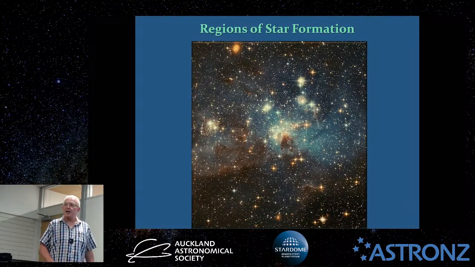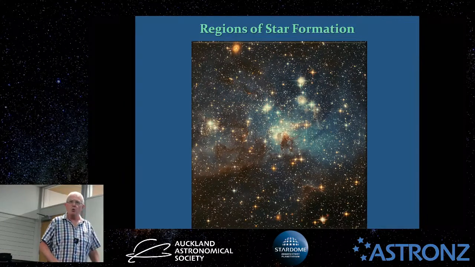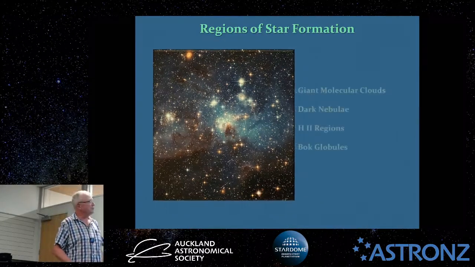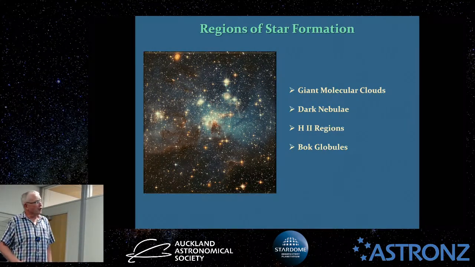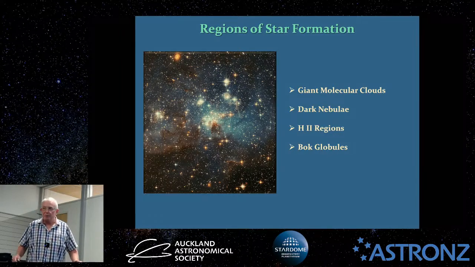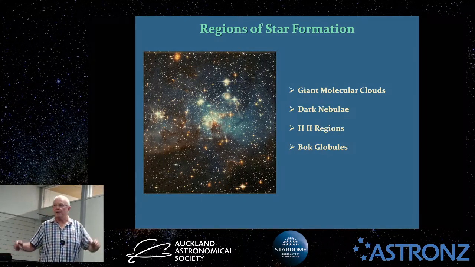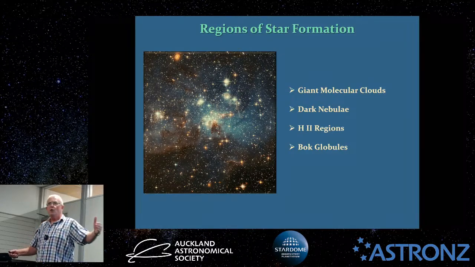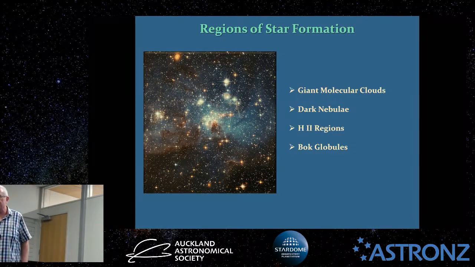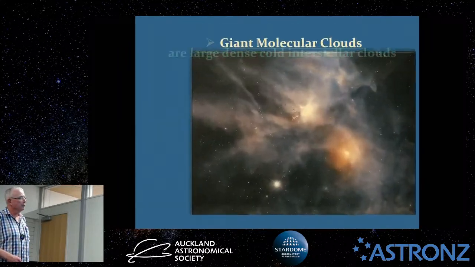So, regions of star formation. Where do stars form? How do you know when you're looking at one of these regions? I've put 4 key things that you'll find in regions of star formation: giant molecular clouds, dark nebulae, H2 regions, and Bok globules. Probably a lot of you have already heard of these terms. Some of you will say, I've heard of these terms, but I'm not sure exactly what they are. So let's move on and talk about giant molecular clouds.